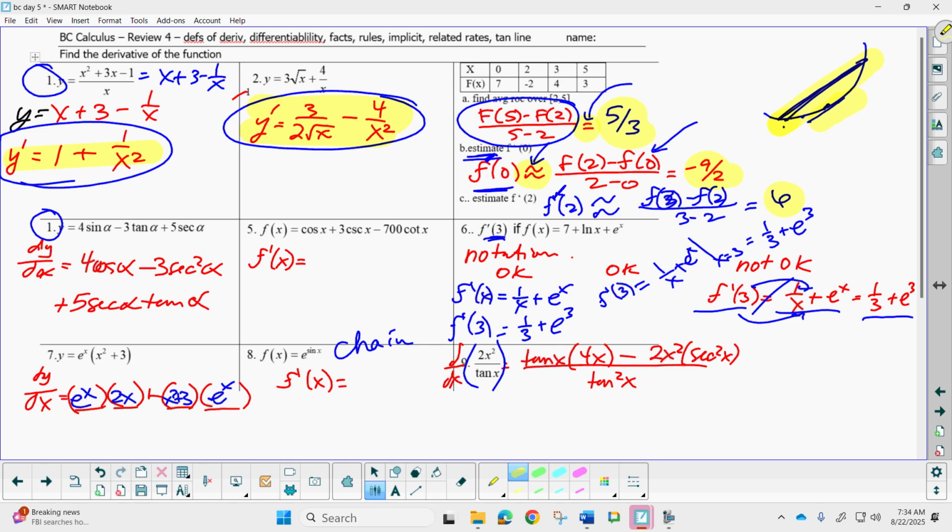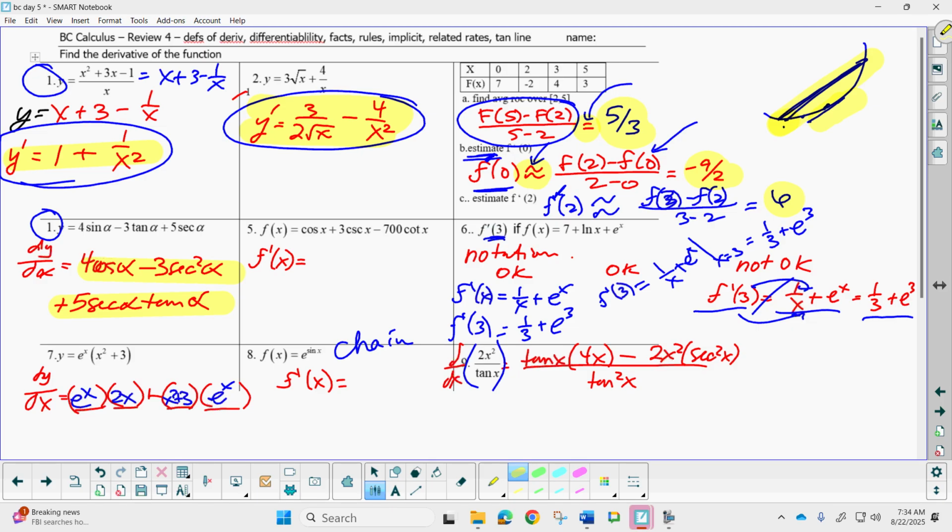Another number 1, the second number 1. That sounds like me. I got 4 cosine alpha minus 3 secant squared alpha plus 5 secant alpha tangent alpha. 5, I'll check that myself just to make sure we're cool.